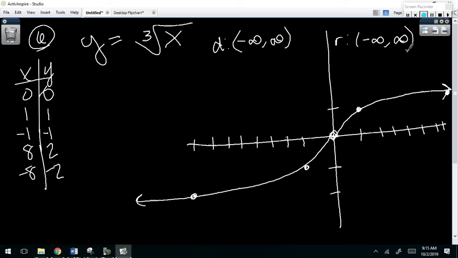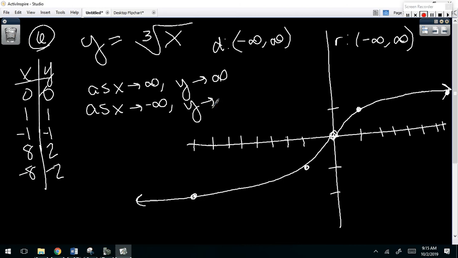How about end behavior? I'm going to need you to be a little more excited about it. This is good A's stuff. X goes to infinity. Not louder. Excited does not mean louder.